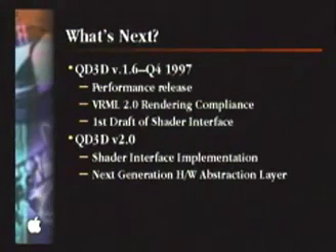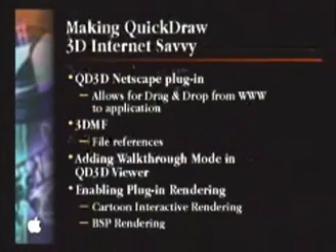Sort of the roadmap for QuickDraw 3D: we did ship QuickDraw 3D 1.5.1 that added some bug fixes, some additional native support. Late this year, we're looking at implementing QuickDraw 3D 1.6. It's mainly going to be a performance release that also offers VRML 2.0 rendering compliance. So we're looking at being a better VRML citizen. We're also going to implement our first draft of the shader interface. The beginning of next year, we're then looking at implementing QuickDraw 3D 2.0, and that's where we'll actually implement the shader interface, as well as roll out a next-generation hardware abstraction layer that we'll give you more details on as we get a little bit closer to doing that.